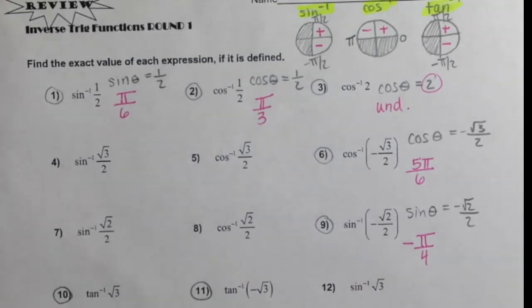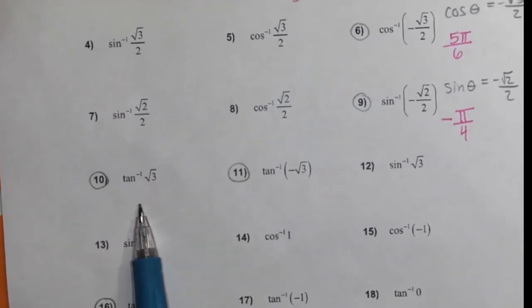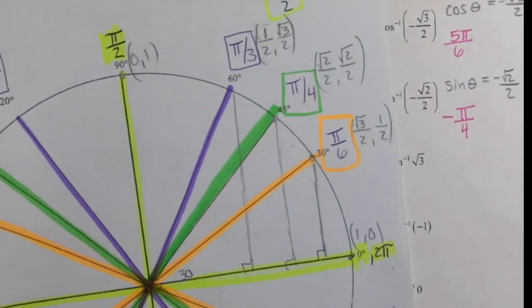Okay. Also, some tricky ones can be tangents. So when you're looking at tangents and you see these √3s, think of your unit circle. I'm going to pull this up real quick.